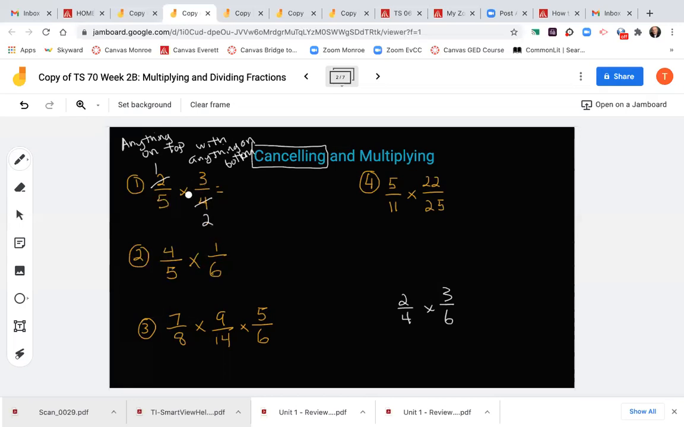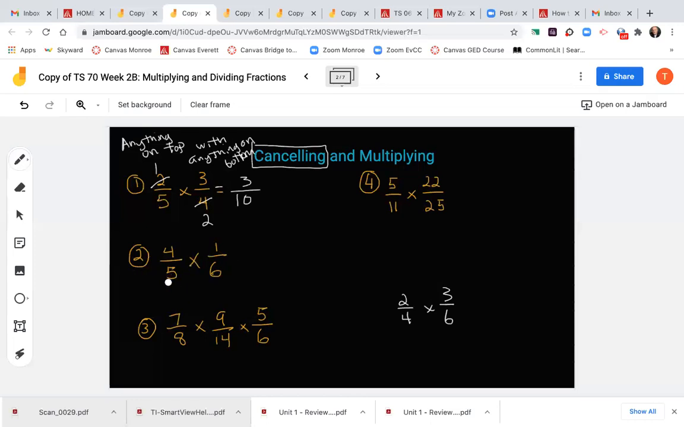Then I'm going to look at the other two numbers. No, there's nothing that reduces or cancels here. So I'm going to multiply 1 times 3 is 3, and 5 times 2 is 10. And again, I'm going to ask myself, can I reduce that? No. All right. Hopefully by now you might be able to figure out how to do number 2 here.